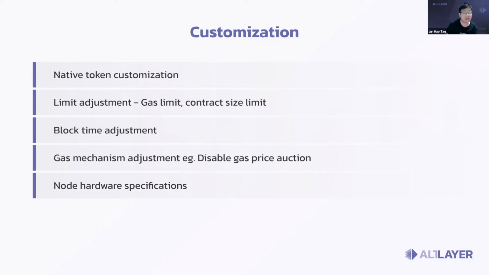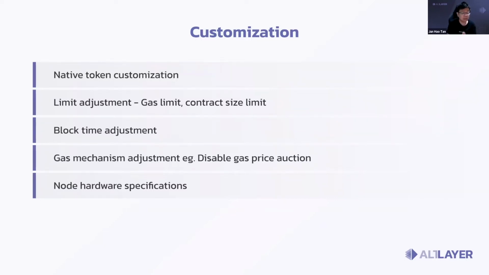So for example, the most important thing is the native token. You can customize your token name, the token supply, and other stuff. You can customize limits. For example, for a game, you need certain gas limits to be increased, the contract size limit to be increased, and block time to be decreased. Let's say Ethereum's 12-second block time is too slow for you. You want something like 1 second or 0.5 seconds block time, that is configurable.